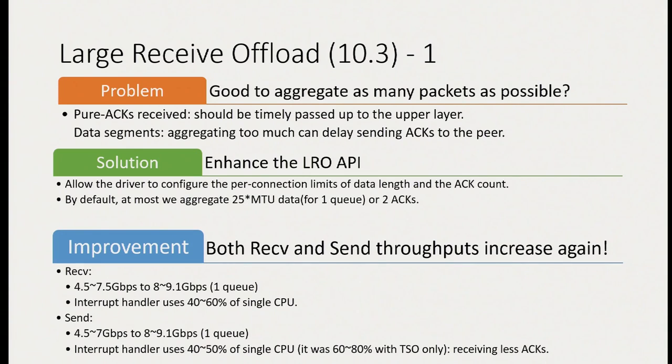we can see the throughput in both the receive path and the send path increased a lot again. For example, on the receive side, with the original version of the LRO, the throughput is only 4.5 to 7.5, but with the enhanced version of the LRO API, the performance can reach 8 to 9.1 Gbps. This is only for one queue. And the CPU utilization in the receive path interrupt handler only goes up by about 20%. But we can see the performance almost doubled.